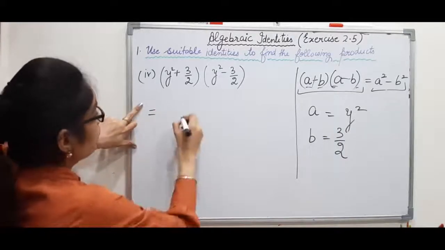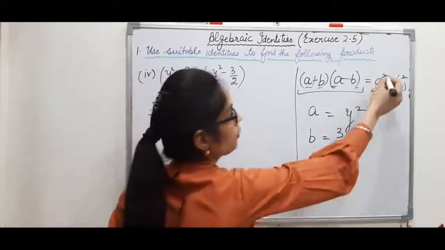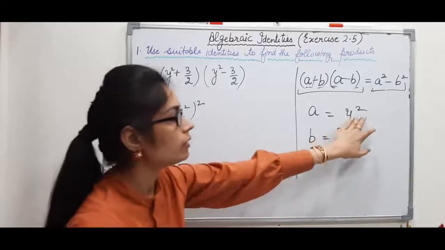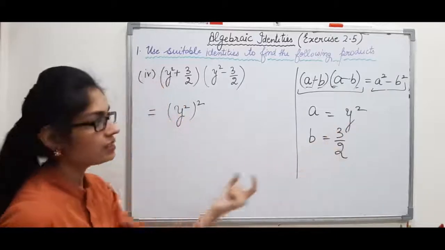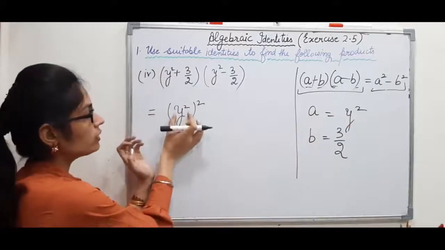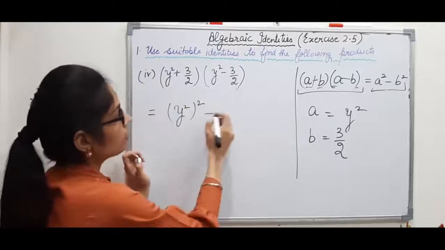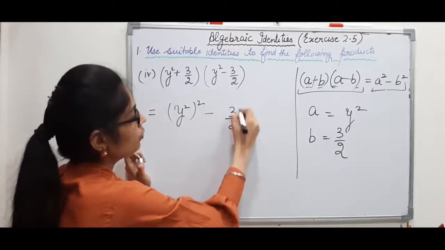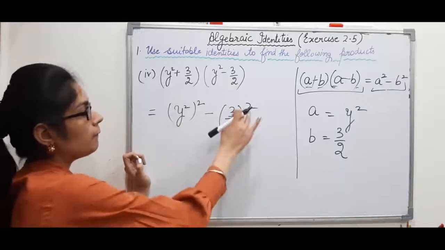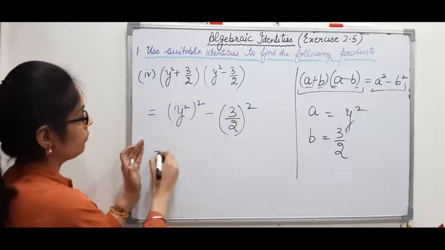So a square, which is y square, so its square you have to do. See this one, don't get confused. They have already given the square, but this is the value of a. We have to use a square. So this is our a. That's why we are doing its square also. Minus b square. B is 3 by 2. So here a is y square, b is 3 by 2, and we are doing a square minus b square.